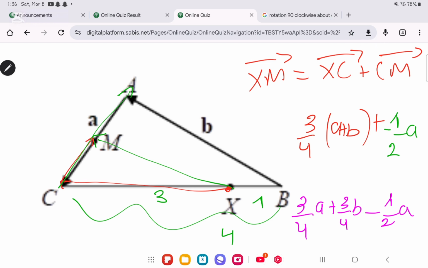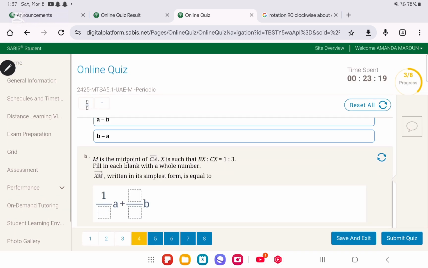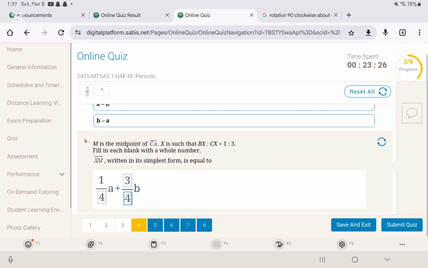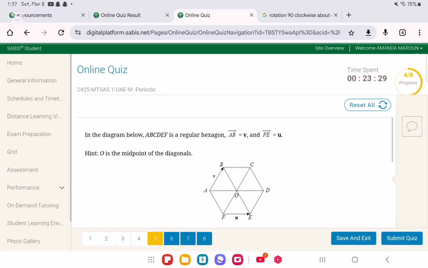You are gonna get that 3 over 4 minus 1 over 2, you do common denominator, of course, and you're gonna get 1 over 4A plus 3 over 4B. Very simply, that is it. So we found that it is 1 over 4A plus 3 over 4B. We move on to question number 5.